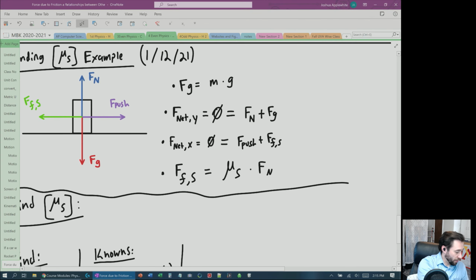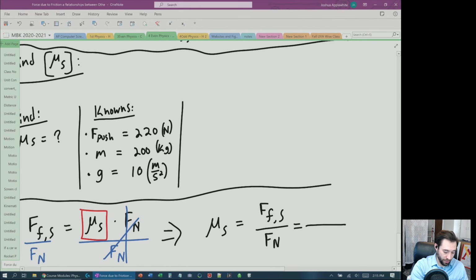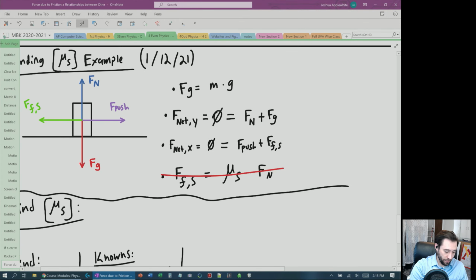So since we've already used this equation here, we can't use it anymore. So that one's used up. So where is force due to static friction? Is it in here? Nope. Is it in here? Nope. Oh, look at that, right here. So this is the force due to static friction.